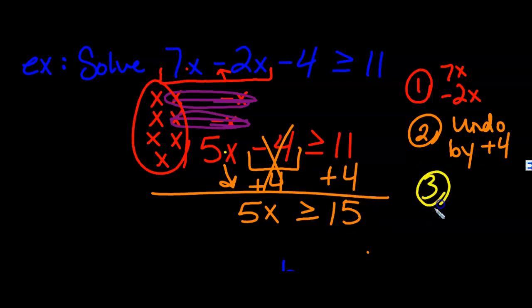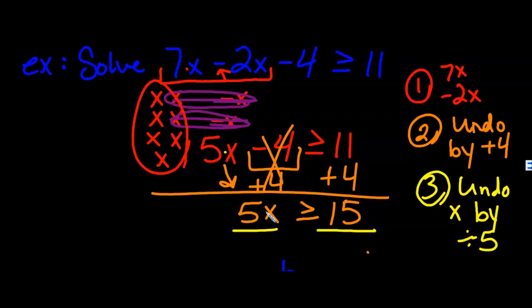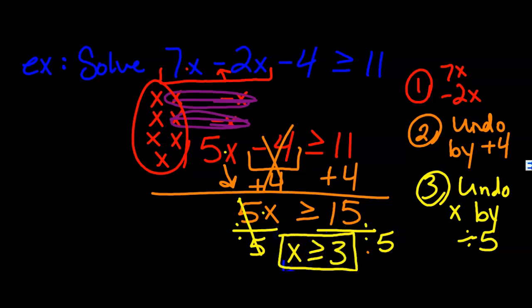Step 3. We have to undo the multiplication by dividing, okay? X is being multiplied by 5, so we need to divide it by 5. And what we do to one side, we need to do to the other. These 5's end up canceling out, and we are left with x is greater than or equal to 15 divided by 5, which is 3. Now we have an answer.